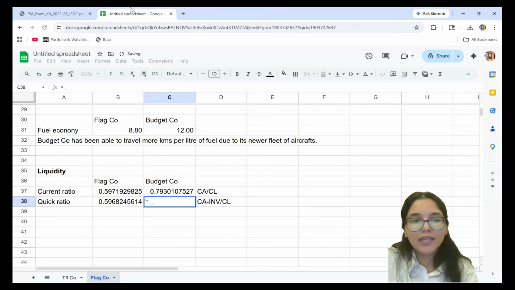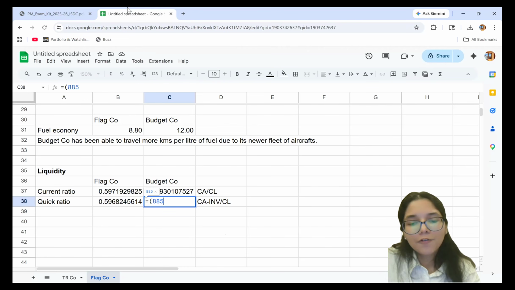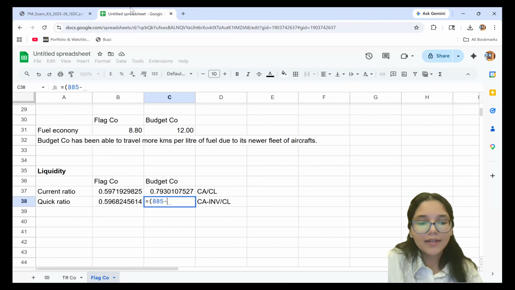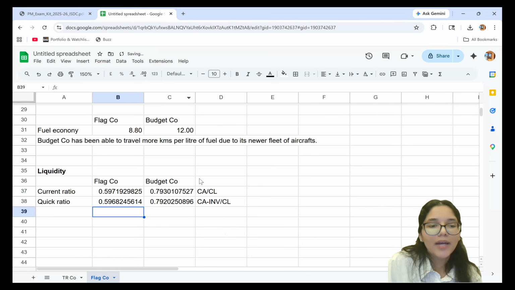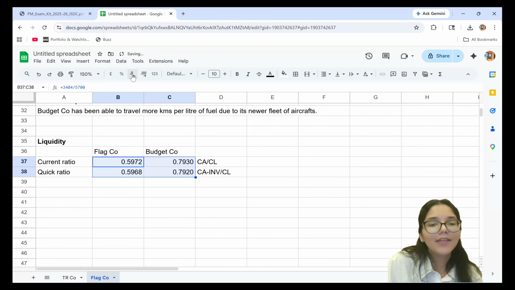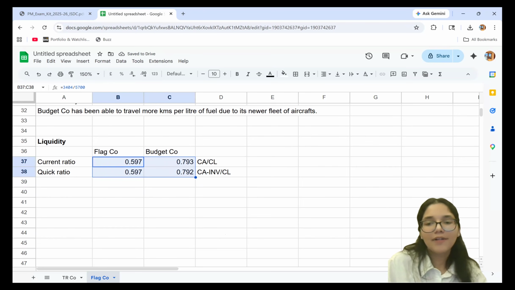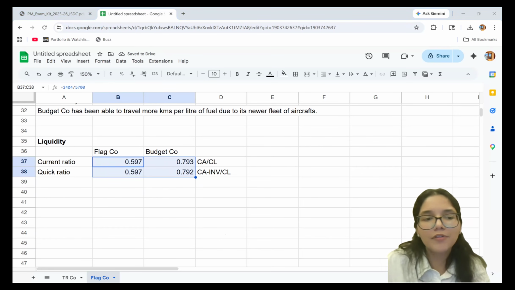Same way, I will do my workings for the quick ratio of budget company also. Total current assets are 885. From this, I take away their inventory, that is 1.1, and I divide this by my current liabilities of 1116. So this is what my quick ratio numbers look like. You people can see not a lot of difference is visible because these are airline service providers, they do not have a lot of inventory which they keep. So there's not a lot of difference that we see between both of these numbers.